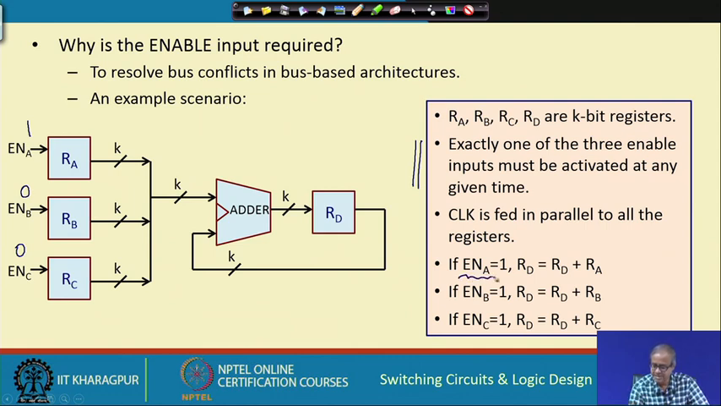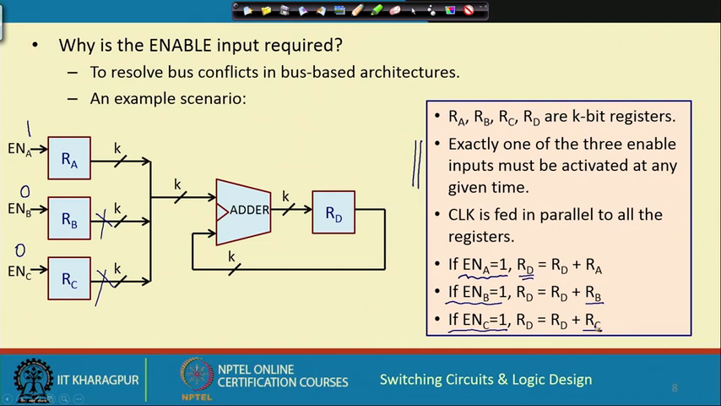If enable A is active, then the output of RA will be coming here, because RA and RB are electrically disconnected, they are in the high impedance state. So, RA will be coming to this adder input and the other input is RD. So, RD will be getting added to RA and the result will be stored in RD. Similarly, if enable B is 1, then RB will get added, and if enable C is 1, then RC is getting added.